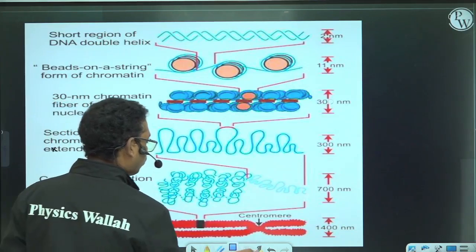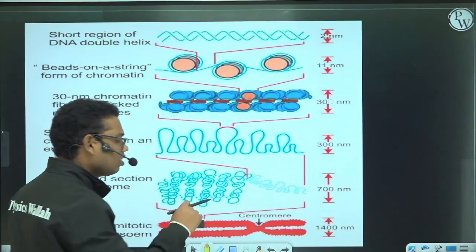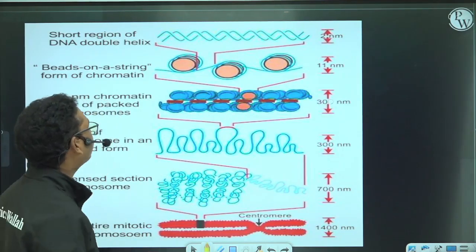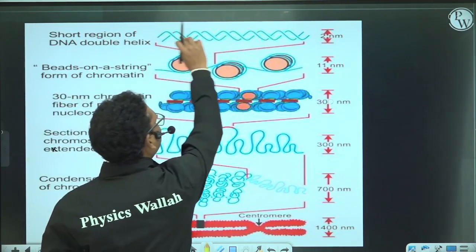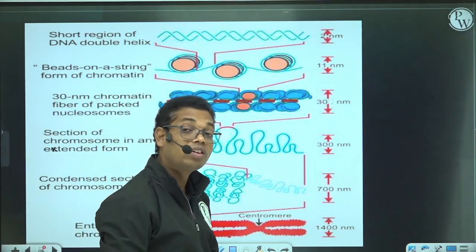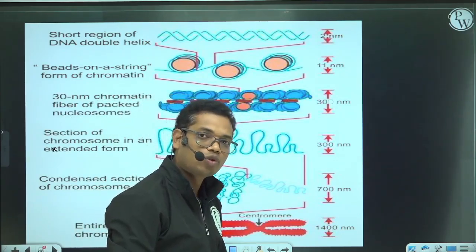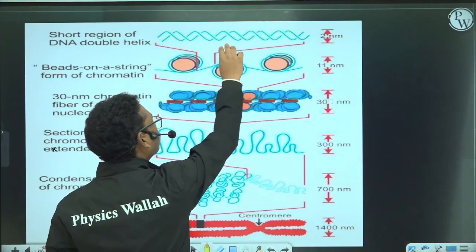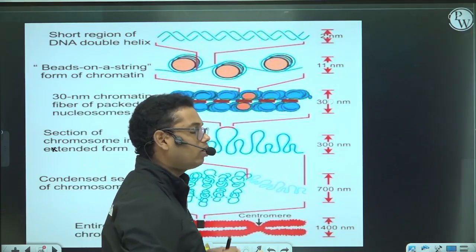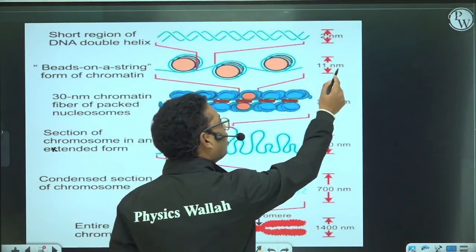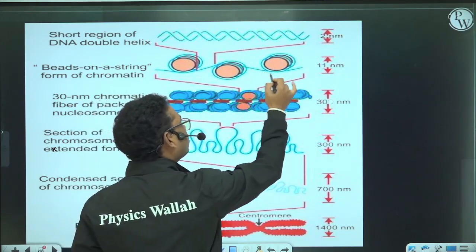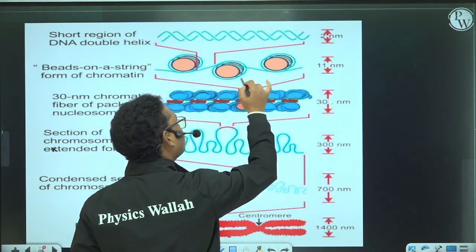So far we have learned one thing, that the DNA gets wrapped around the core histones, so the histones are involved. Suppose this is a DNA molecule, and what is the width of the DNA molecule? 2 nanometer, that means 20 angstrom. When the DNA molecule gets wrapped around the core histone, the width will be 11 nanometer. And in this case, these structures are called nucleosomes.